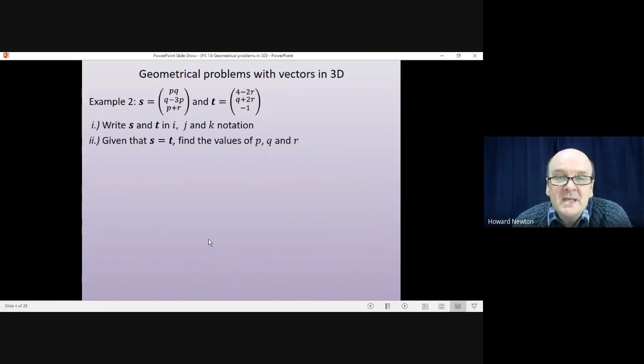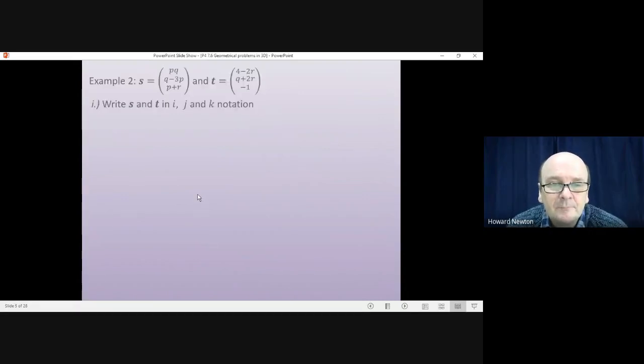Okay, let's have a look how this works out in practice. We're given the vectors s and t. First of all, we're asked to write those vectors in i, j, and k notation. And then given that the vector s equals the vector t, to find the values p, q, and r. Have a go at this yourself, pause the video, and come back to me when you're ready. Okay, let's have a look.